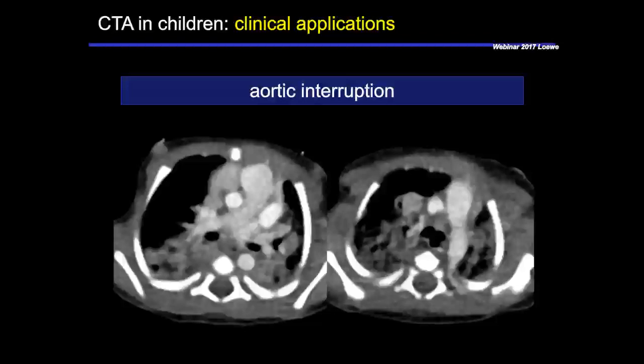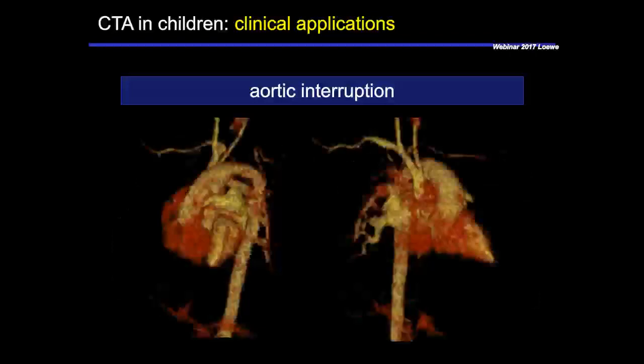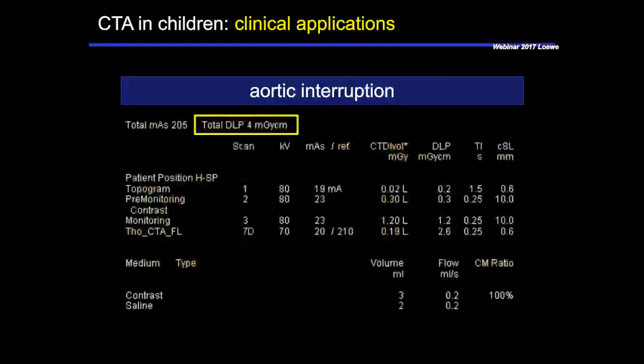So we see here the continuation of the pulmonary artery to the descending aorta. So the descending aorta is perfused via the patent ductus arteriosus, and there is a total interruption between the ascending and the descending aorta. And again, the nice thing, a DLP of just 4 mGy·cm, very, very low dose. It's really, really fun to look at that.